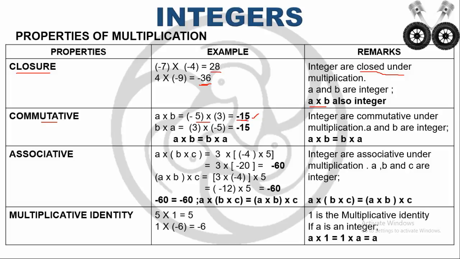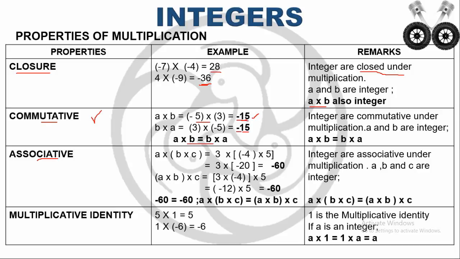Now interchanging the values, 3 into minus 5. Now I have to write the product of 3 into 5, that is 15. Here also we have two integers with different signs, so we have to put the negative sign. So the answer here is minus 15. That is, A into B equals B into A. So that means integers are commutative under multiplication.